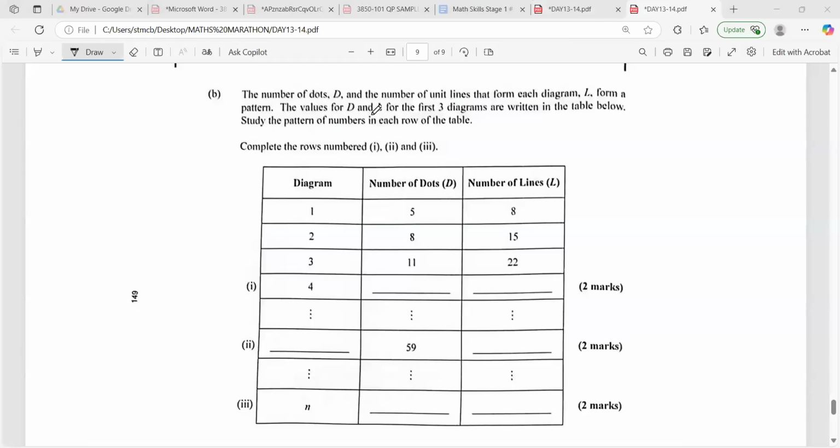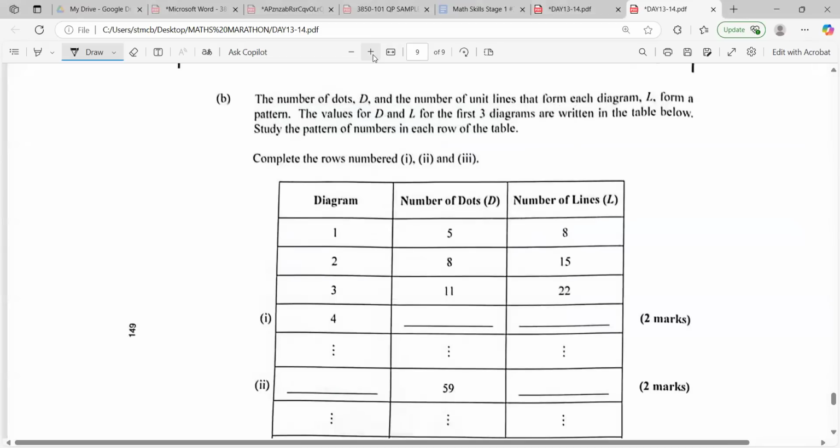Alright, so it's the number of dots and the number of unit lines forming each diagram. D and L form a pattern. The pattern for D and L for the tree diagrams is written in the table below. Study the pattern, the numbers in each, and then answer this. First thing, guys, we have the numbers in a column like this. So for example, this is plus 3, right? That means we multiply n by 3 for the number of dots. So that'll be 3n.